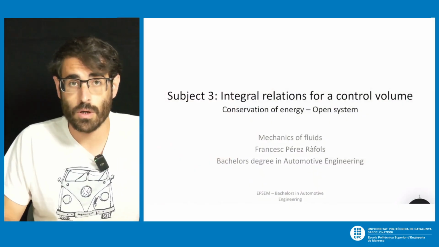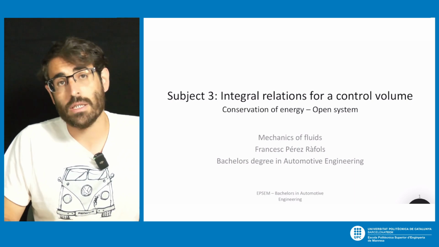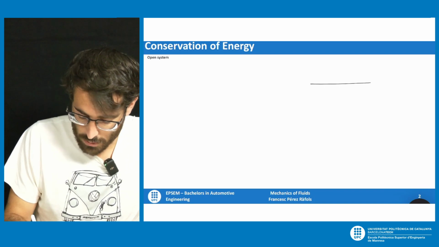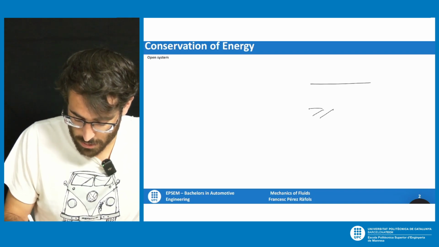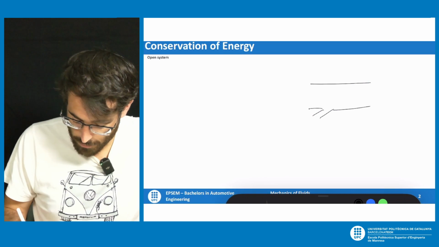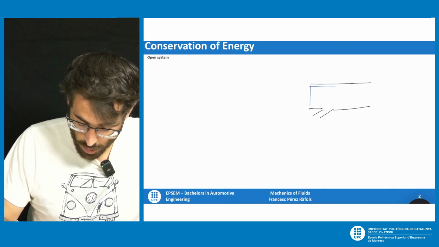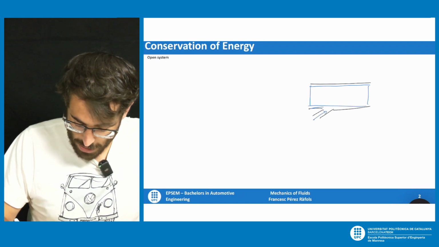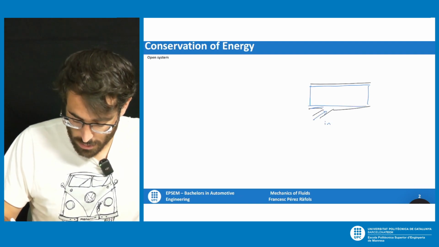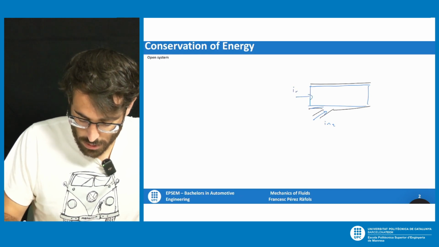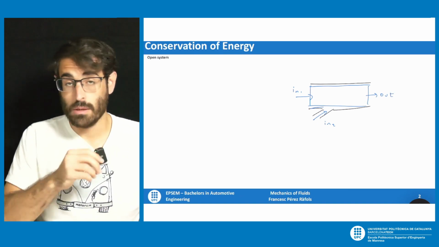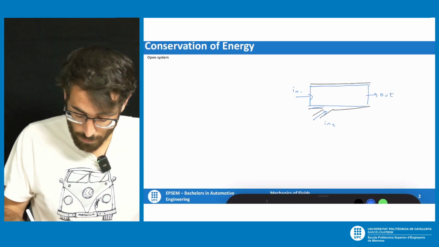So in this video about integral relations over a control volume, we're going to discuss the conservation of energy in an open system. So let's consider a system like this. Perhaps it has a couple of entries, and the fluid volume, the control volume we're going to study is something like this, where we have an inlet 2 here, an inlet 1 here, and an outlet. And of course, the number of inlets and outlets is more or less arbitrary.